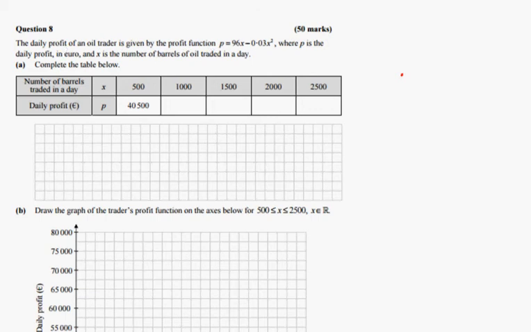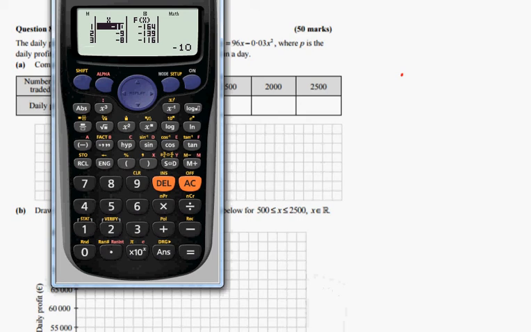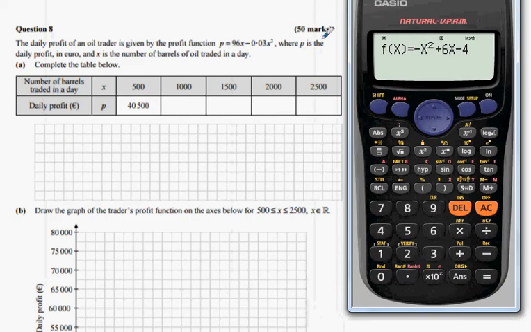Complete the following table. I'd once again go straight back here. And instead of P, what would I use instead of P? P is f of x, and I'm going to do 96x minus 0.03x squared. Is it a good idea to start with a negative number? And if not, why not?